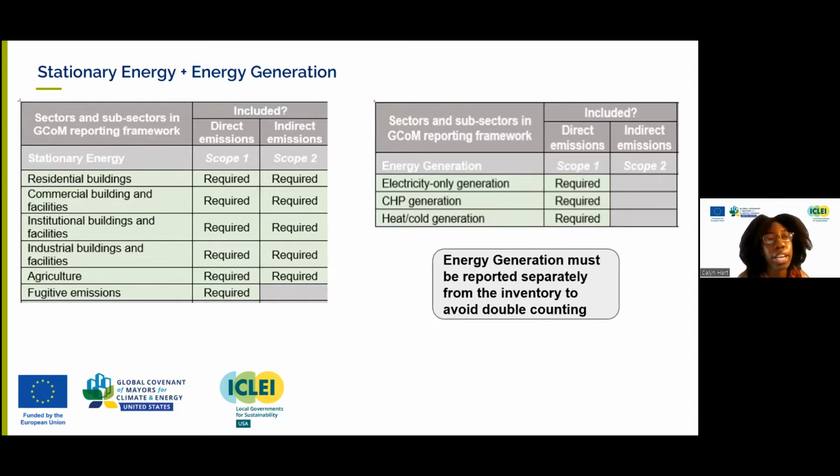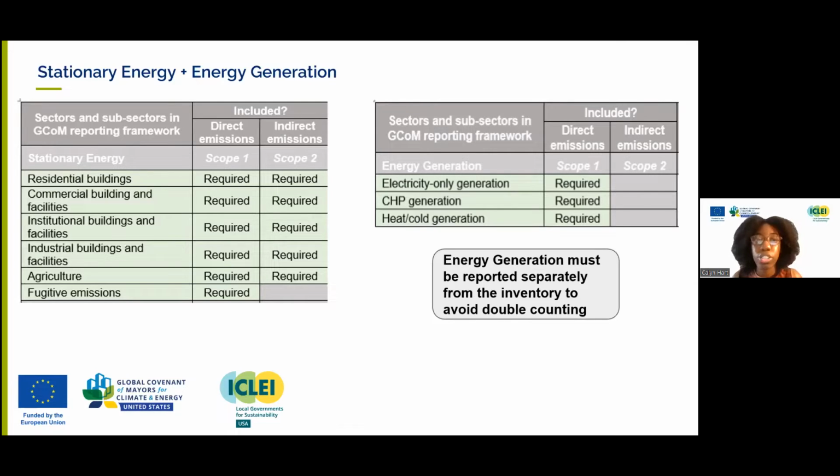But starting with stationary energy, you'll want to ensure that you are reporting for residential, commercial, institutional, industrial, agriculture, and fugitive emissions. Just looking at residential buildings for a second, we see here that the scope 1 and scope 2 emissions are required. So for scope 1, your natural gas usage in those buildings, and for scope 2, the electricity usage in those buildings. And that would be required for all of these sections.